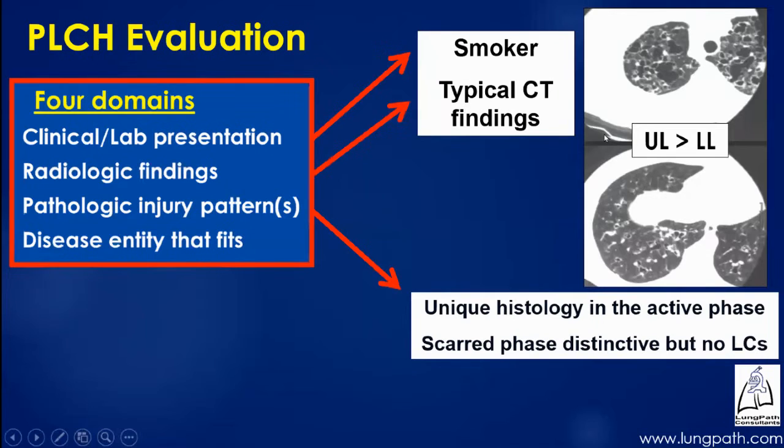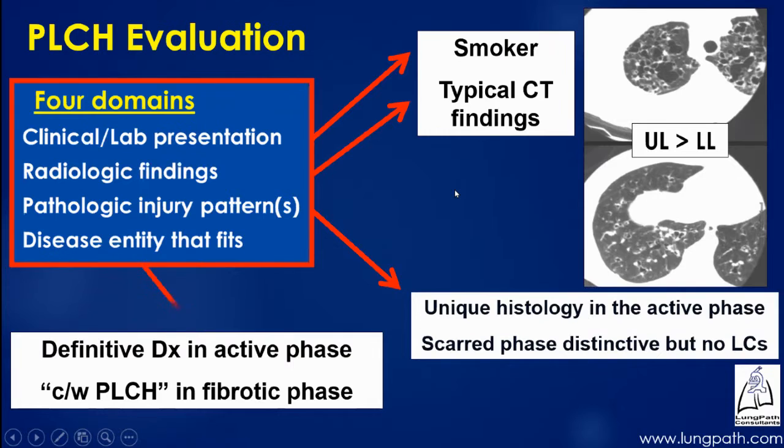Most of these are smokers, and most of them have typical radiologic findings, and those features are going to help you in your diagnosis. In the case of the active phase, you can make a definitive diagnosis based on the identification of the Langerhans cells. If there's no Langerhans cells there, but you have these other typical features along with the stellate centrilobular scars, a diagnosis of consistent with PLCH in the later phase is appropriate.